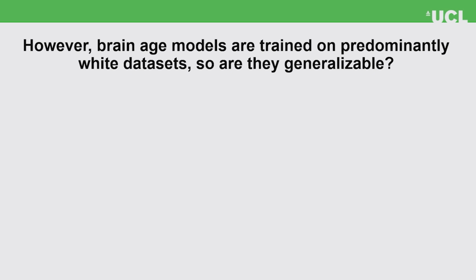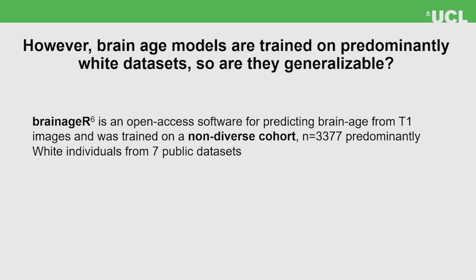So before being able to implement them in clinic, we would need to know if they're generalizable. In our research, we specifically looked at BrainAger. It's an open access software. If you look it up on Google, on GitHub, it's available. And it was trained on a predominantly white, non-diverse cohort of 3,377 individuals from 7 public data sets.